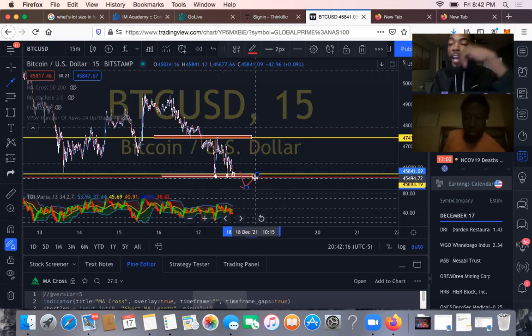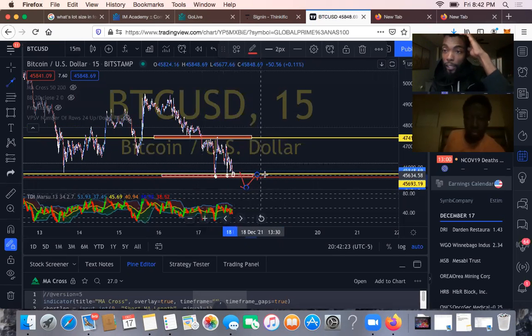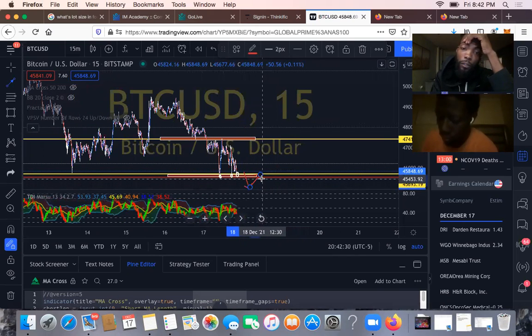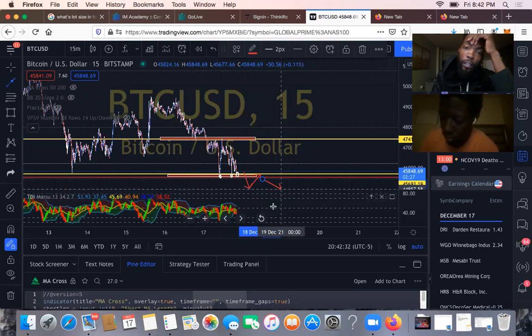In the market, the market always comes back and retests that zone for extra confirmation that that's what it wants to do. So that's going to be your entry for the sale, and then you're gonna let it drop, let it go.